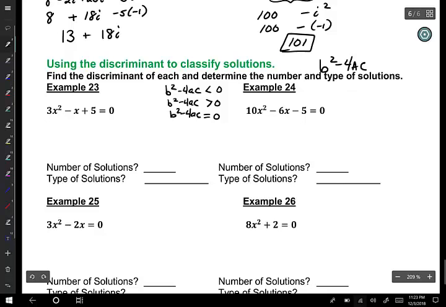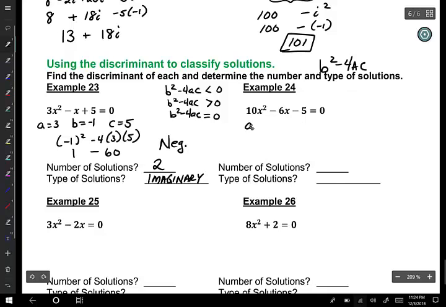So here, a equals 3, b equals -1, c equals 5. So -1 squared minus 4 times 3 times 5. Well, that's 1 minus 60. That's obviously negative. And because it's a negative number, we're going to have two imaginary solutions.